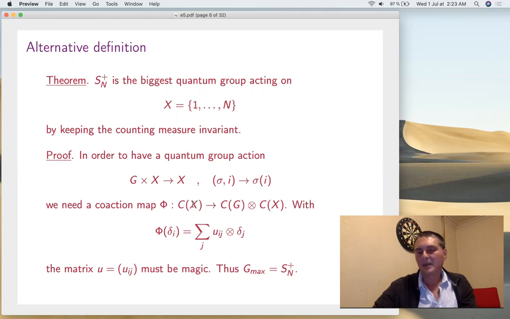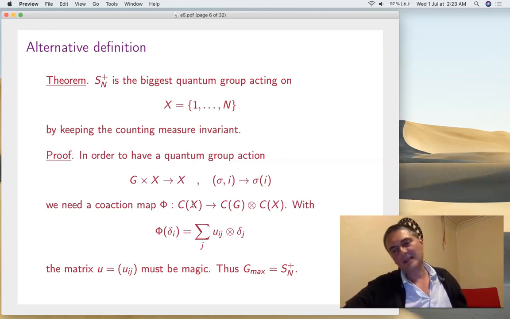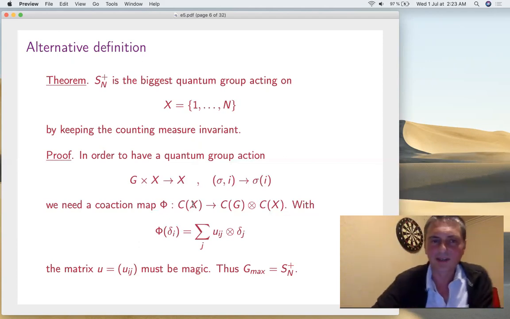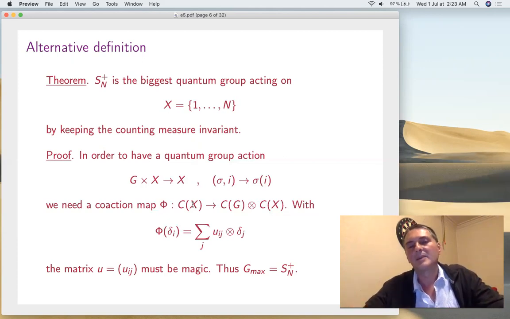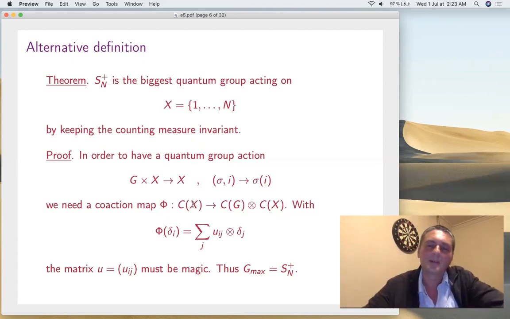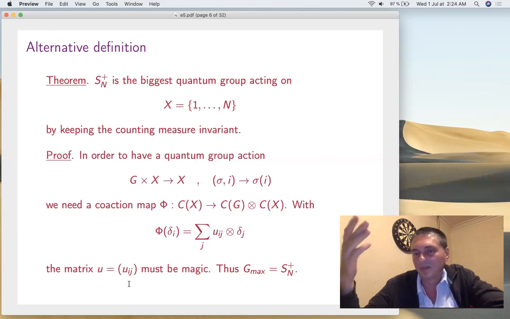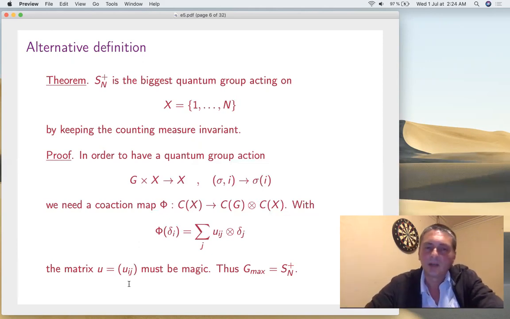Now in our case, we have C of X, so it's special. It's an algebra here, commutative and everything. And in addition, we have this measure which must be invariant. If you work out all the relations, you reach the conclusion that in order for this to happen, you must be magic. So we're done. Having a quantum group acting on X means to have a magic matrix. So the biggest one is Sn plus. Very good. So there are two definitions of Sn plus, which are both good.